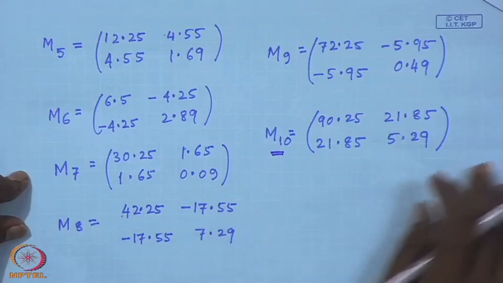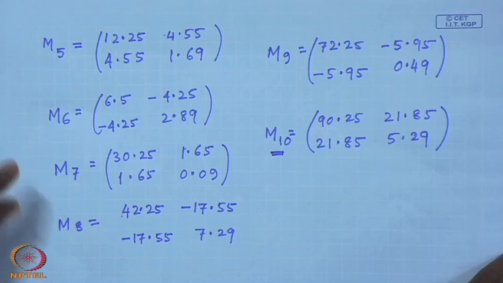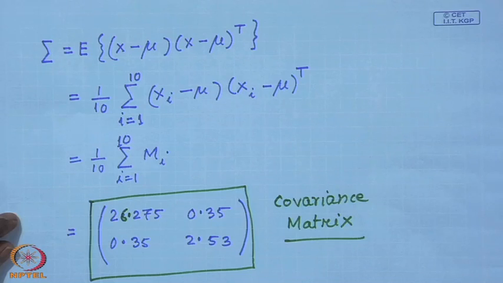So, once I have 10 such matrices, I can compute the covariance matrix, which is nothing but the expectation value of all these 10 matrices, or effectively the average or mean of all these 10 matrices, which gives me the covariance matrix. So, I compute the covariance matrix by taking the mean of all these 10 matrices, and the covariance matrix came out to be this, that is 26.275, 0.35, 0.35 and 2.53.